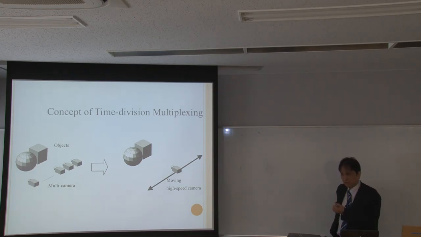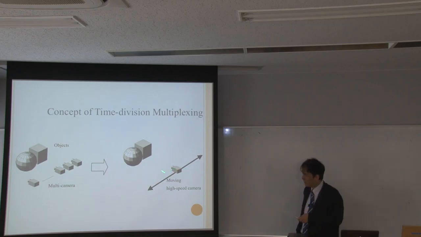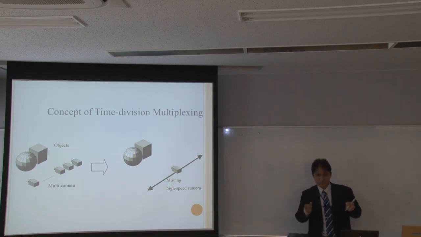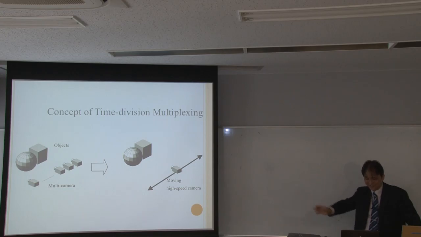But we need a movie. So this camera should oscillate at 30 hertz, for example. So if we can move the camera at 30 hertz like this, we can get 100 images at 30 hertz. Okay, this is a concept. But how to realize this?